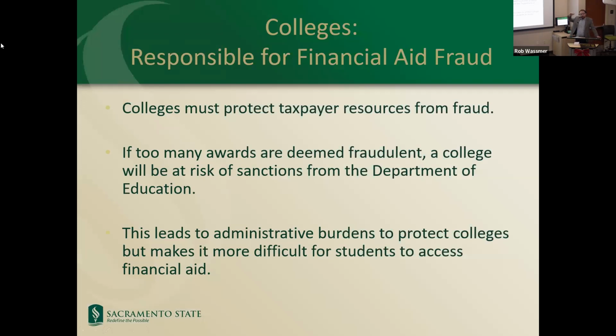So first, the current landscape. Colleges are responsible for financial aid fraud. They're stewards of taxpayer dollars. And if there are too many fraudulent financial aid applications, so financial aid dollars going to students who do not deserve them, colleges are on the hook for not only returning that money, but then also getting sanctioned by the Department of Education. So this provides an incentive for them to be responsible stewards of taxpayer dollars on one hand, but then also create barriers for students to access that financial aid. So it's this balance that we really need to strike.